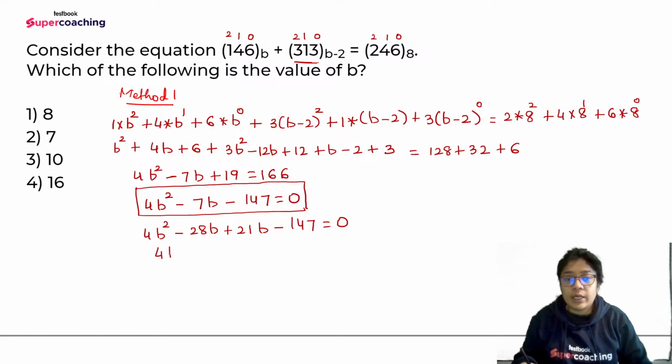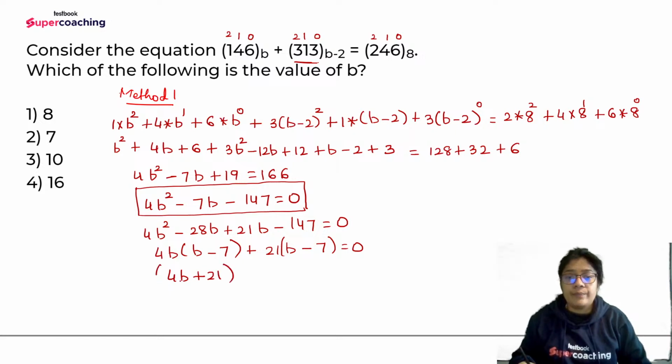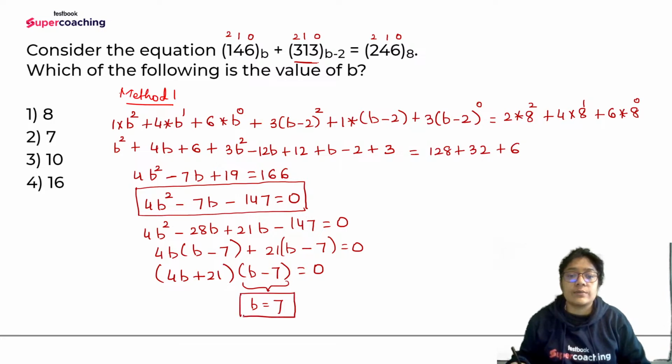So here we are getting 4b, it is (b minus 7) plus 21 (b minus 7) equal to 0. So this comes out to be (4b plus 21)(b minus 7) equal to 0. इनमें से कोई तो एक factor 0 होगा. So if this is 0, from here we are getting b is equal to 7. So 7 is the correct answer.